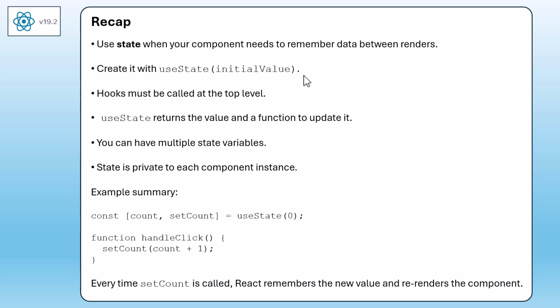State is private and isolated to the component where it's defined. Rendering the same component twice creates two separate states. In short, state is how your React components remember and react to user interactions over time.